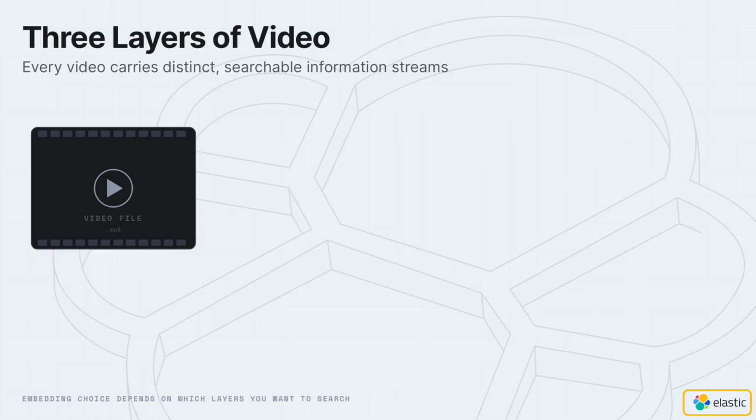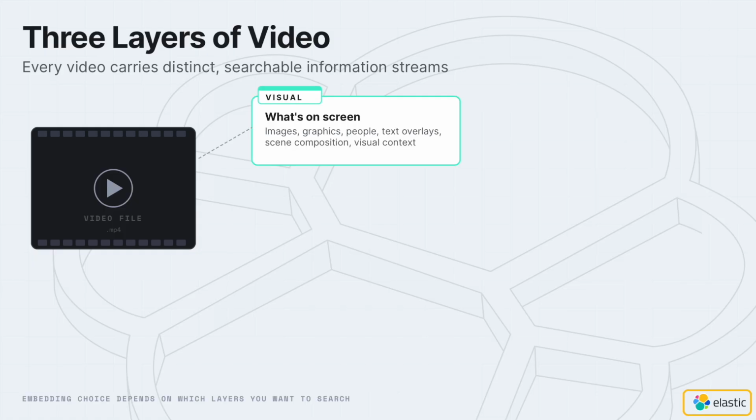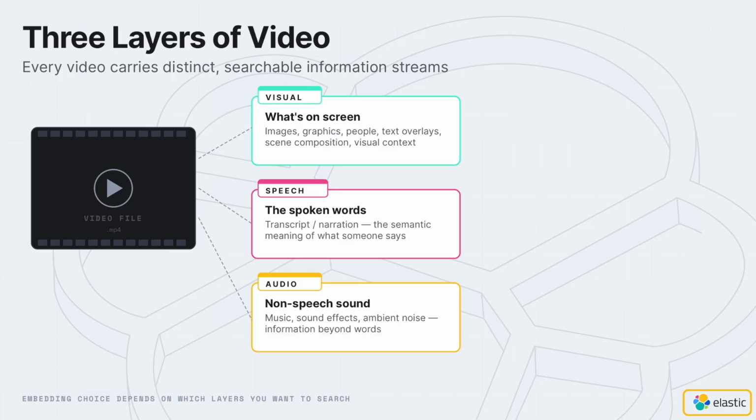And once you've set up chunking, there's just one more decision to make before creating embeddings. That is, deciding what to embed. Let me explain what I mean by that. A video is composed of really three layers of information: the visual layer, the speech layer, and the audio layer. Now, I'm counting audio and speech separately here, which you might find surprising.